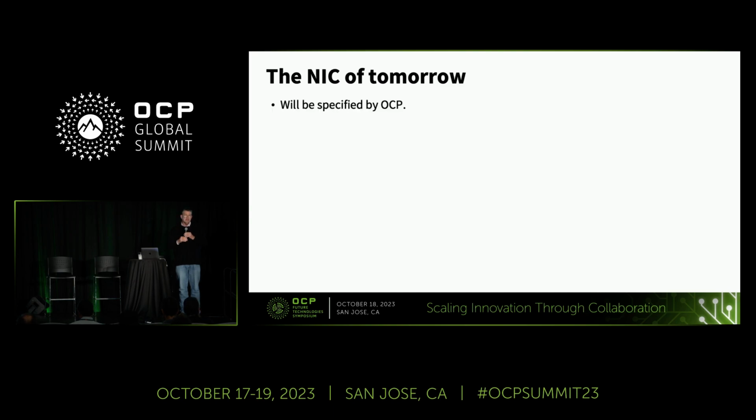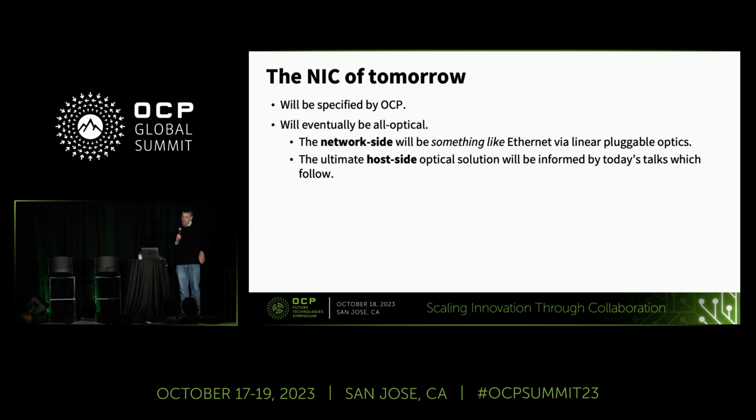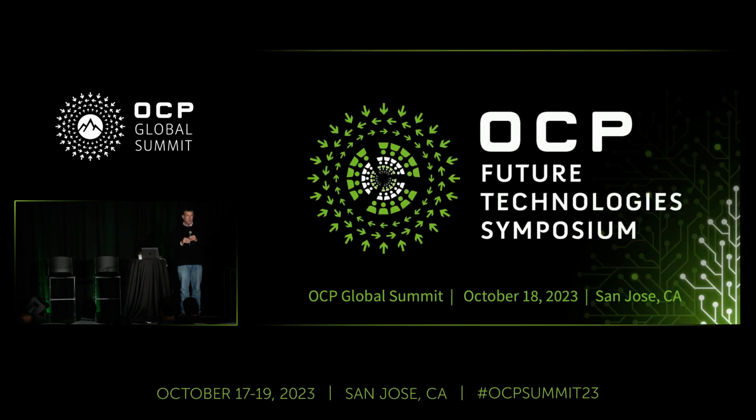The first thing I can tell you is that the NIC of tomorrow is being specified today by OCP. It's not necessarily the optical NIC of tomorrow, but eventually it will all be optics. On the network side, it's going to have something like Ethernet, which might be Ultra Ethernet, via linear pluggable optics. And then on the host side, I don't want to bias the jury. We have a number of talks that follow mine about various approaches to the optical interconnects on the back-end network. And maybe after seeing all those, I'll make a decision on what I think the ultimate back-end side optical interconnect is. But it definitely will be optical. So that, I think, is the end of my talk.